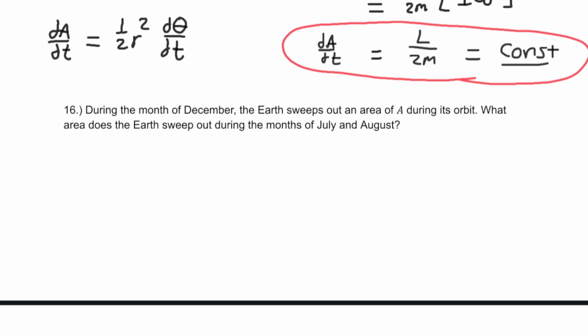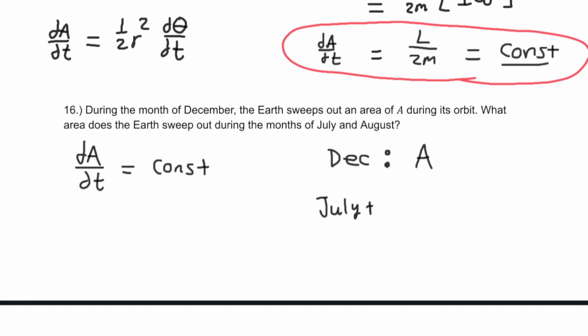So we know that by Kepler, dA/dt is a constant. So the area is swept out at a constant rate. So in December, which is 31 days, we're sweeping out an area of A. Well, that means that July plus August, well, they're both 31 days as well. So it's just twice as much time. So we're sweeping out twice as much area.